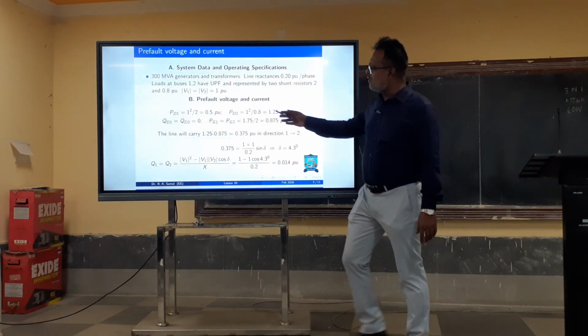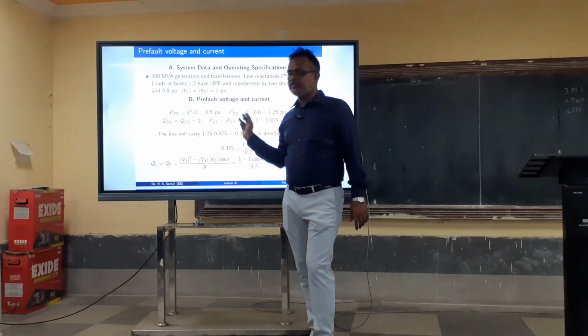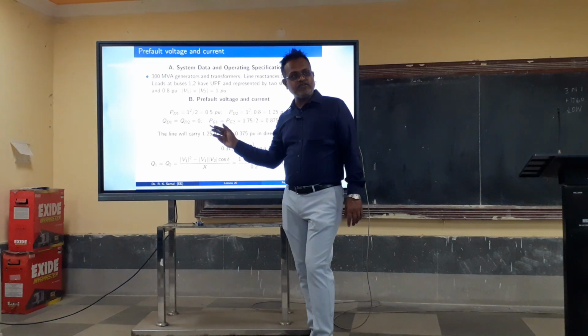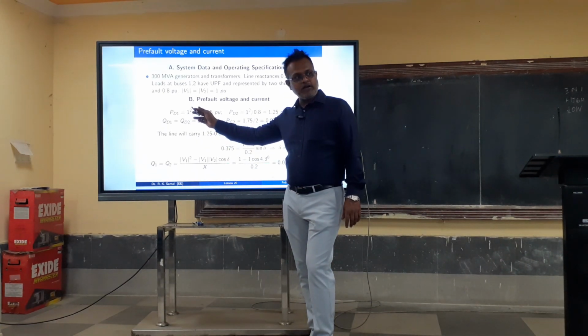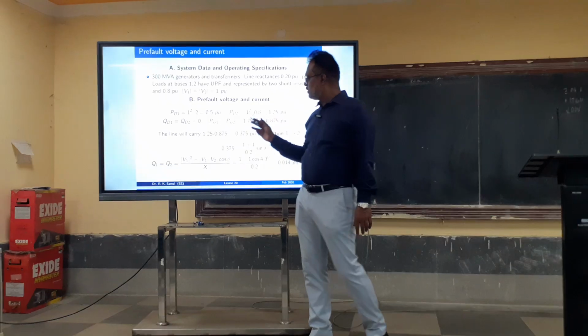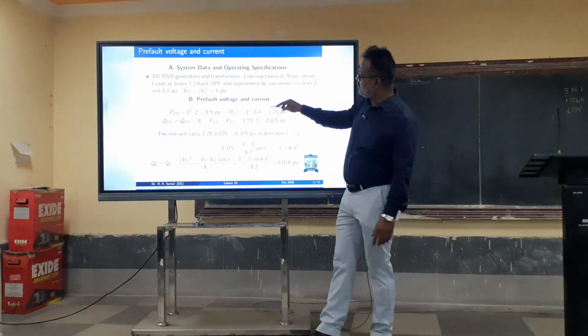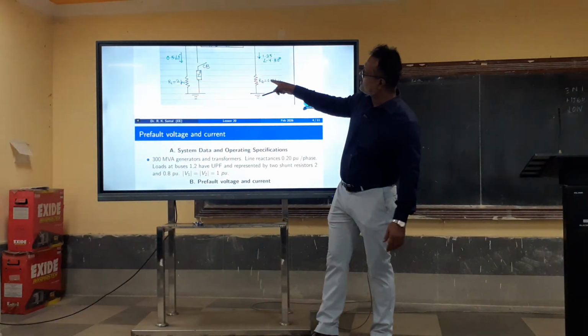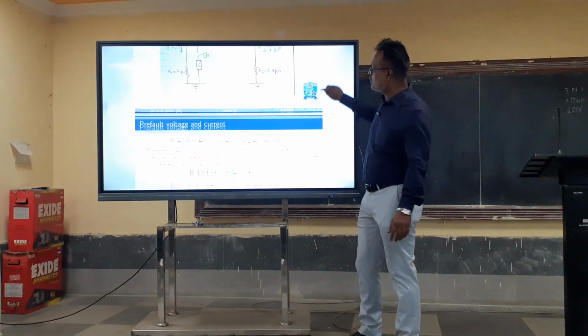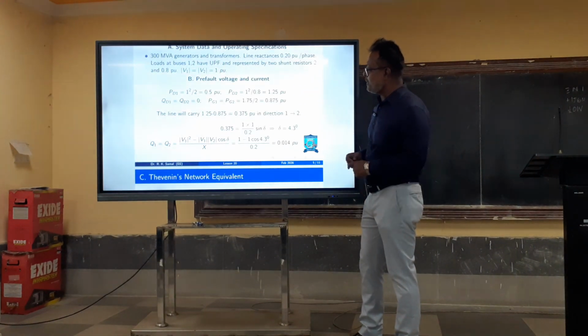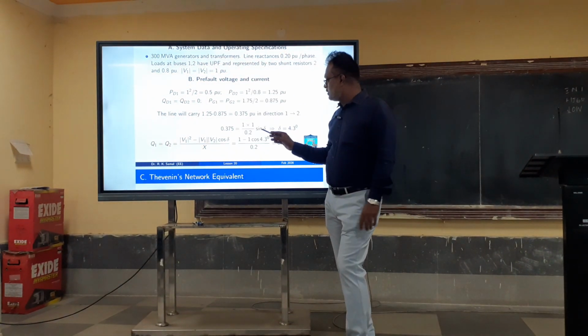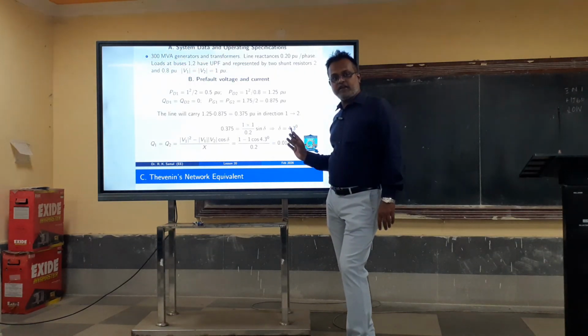And power at two load points, V square by R, because it is a resistive load. V square is 1 per unit, resistance is 2 per unit. V square is 1 per unit, resistance is 0.8 per unit. You see here 0.8 per unit, 2 per unit. So those are the loads. And here delta is 4.3 degree as we have computed.